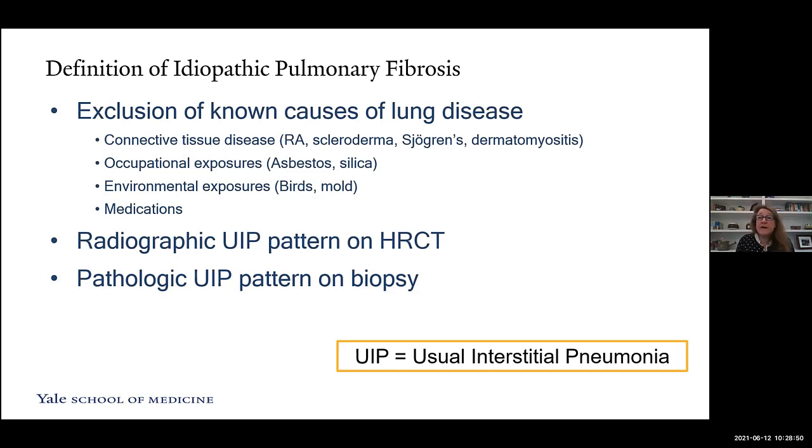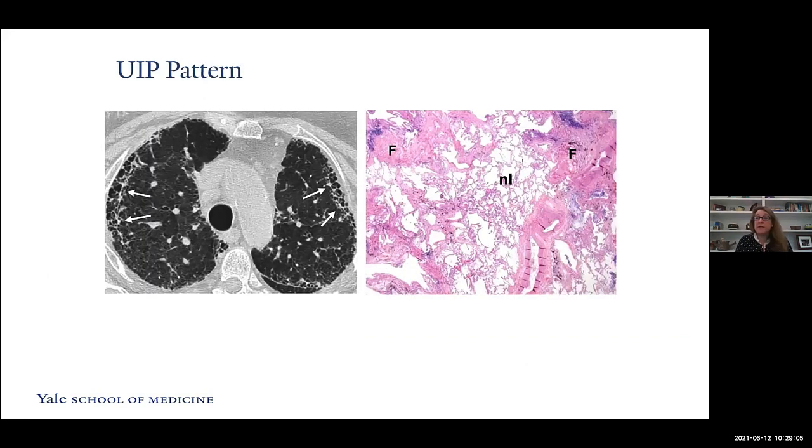So for IPF, you need to have excluded all those things. And then on the CAT scan, you need something called a UIP pattern, or usual interstitial pneumonia. And if you do a biopsy, there should also be a UIP pattern. So what do I mean by UIP? This is just an example of what we're looking for on a CAT scan.